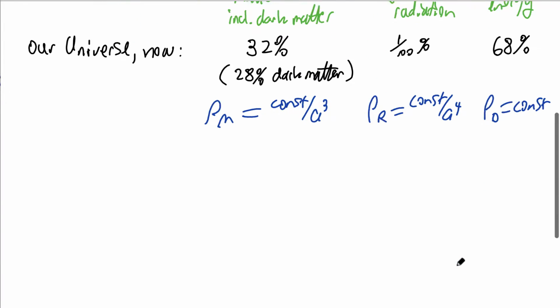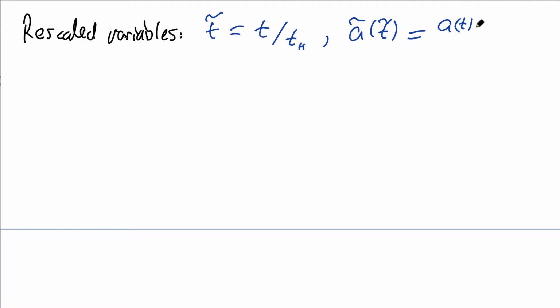Now in the field of cosmology, it's common practice to introduce a set of rescaled variables. So we define t tilde to be t divided by the Hubble time t sub h, and we define a rescaled scale factor, a tilde of t tilde, equals a of t divided by the present value of the scale factor, which we call a sub 0.